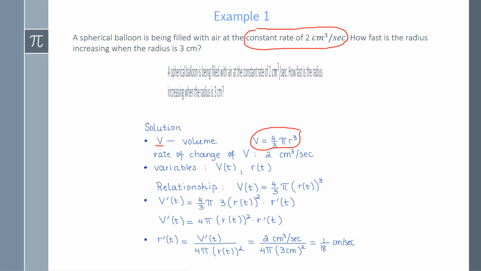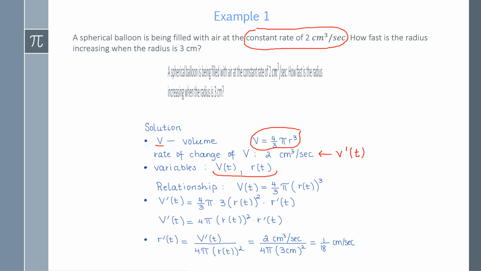So really this quantity right here, it is just V prime of t. Let me remind you that we do have this independent variable here, t, which stands for time. Now, what other variable do we have? R, which stands for radius. So the two quantities that we need to relate are radius and volume. And each one of those is a function of time.